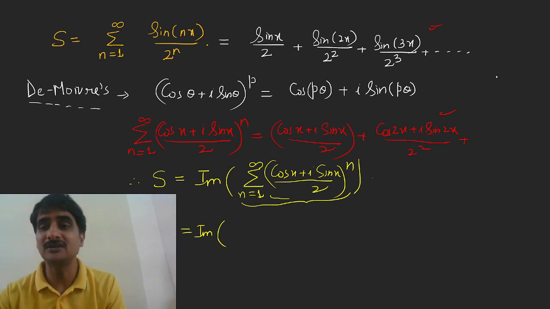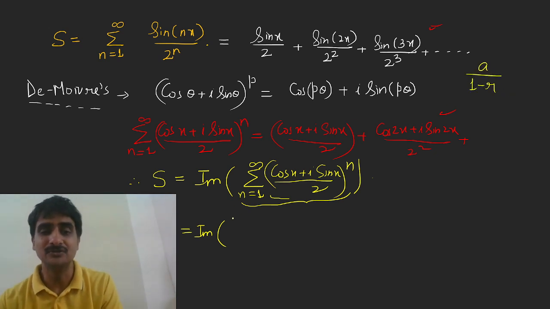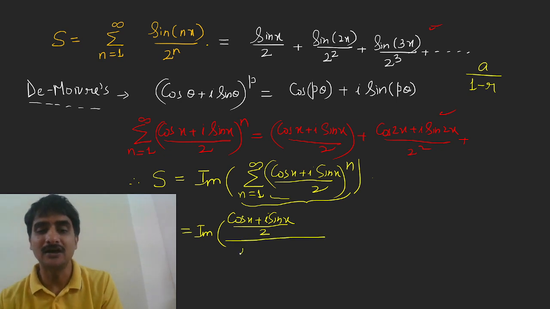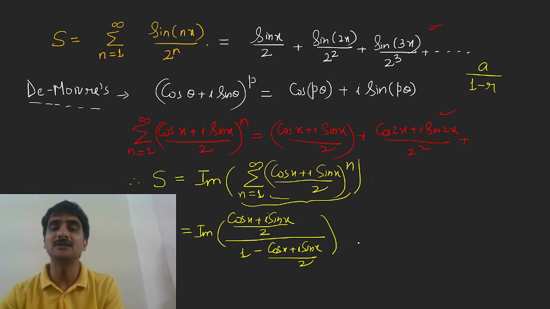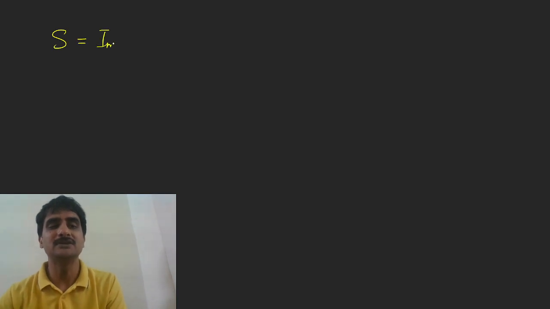The sum of an infinite GP is a, the first term, over 1 minus r, r being the common ratio. So the first term is cos x plus iota sin x by 2. Isn't that accepted? r is again the same, cos x plus iota sin x by 2. Just solve this, take out its imaginary part, and your answer will come. So let me quickly solve it. This is nothing but the imaginary part of: the numerator stays the same, cos x plus iota sin x, and in the denominator you get 2 minus cos x minus iota sin x.